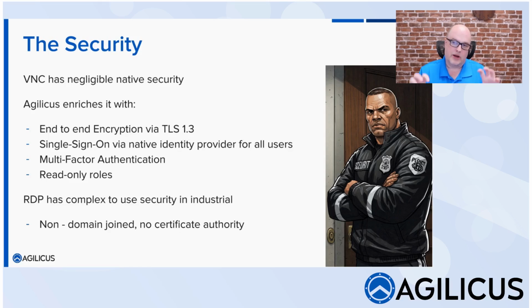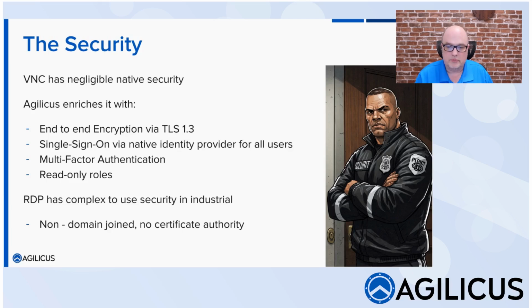So we come along and act as a proxy in front of it, and we enrich that with end-to-end encryption, so TLS 1.3. It has no encryption. We enrich it with single sign-on via native identity provider, so every user, with no new password, is able to just use it with multi-factor authentication, and enrich it with this idea of the read-only role. It allows VNC to be secure.